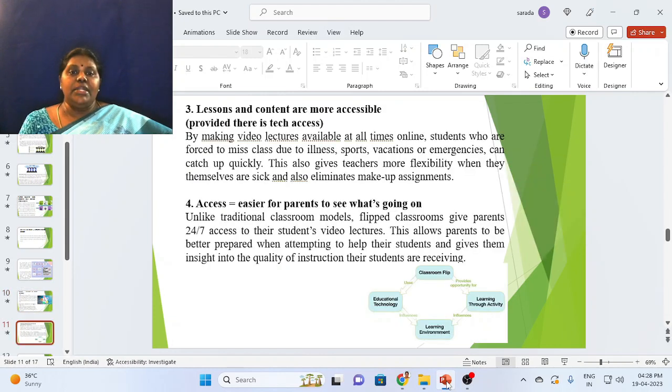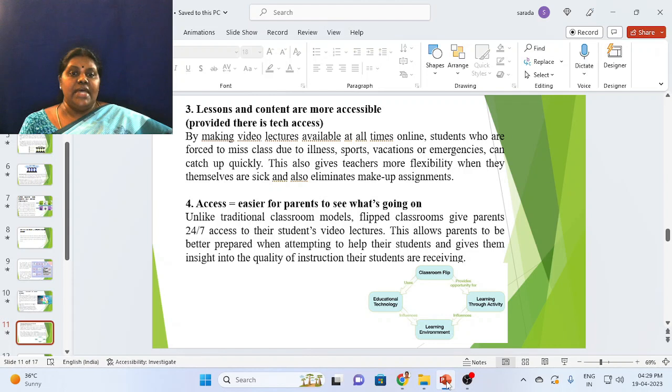The third advantage is lesson and content are more accessible. By making video lectures available at all times online, students who are forced to miss class due to illness, sports activities, vacation or emergencies can catch up quickly. This also gives teachers more flexibility when they themselves are sick and also eliminates makeup assignments.